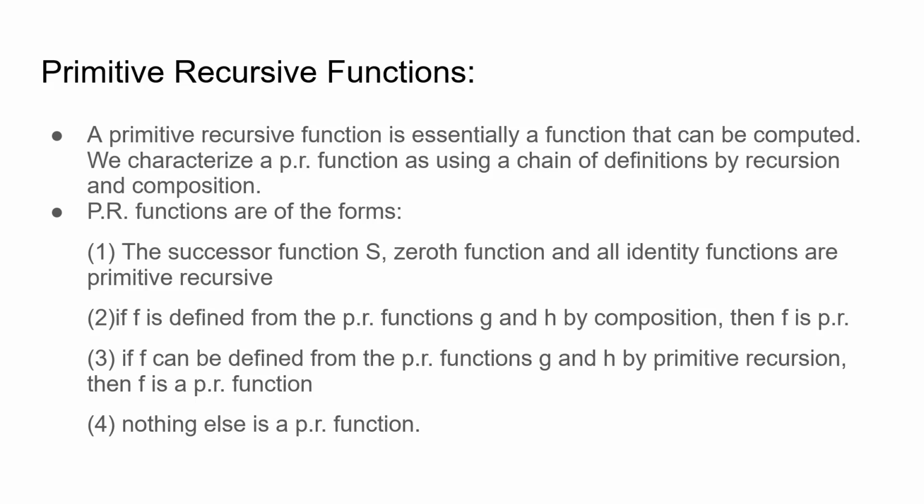And primitive recursive functions are essentially functions that we can compute. We characterize them by the first three of these rules, and the fourth one is nice in that it says nothing else is a PR function. So what is a PR function? It's something we can compute. It's something that if it's defined from composition of primitive recursive functions, it also is PR. And it's something that if it's defined from PR functions, it is itself PR.